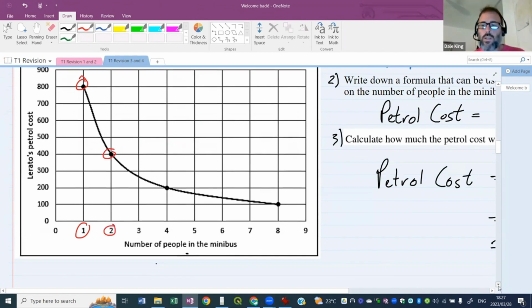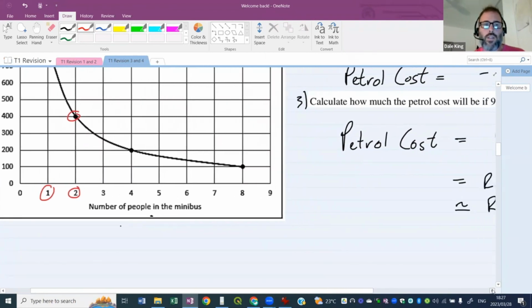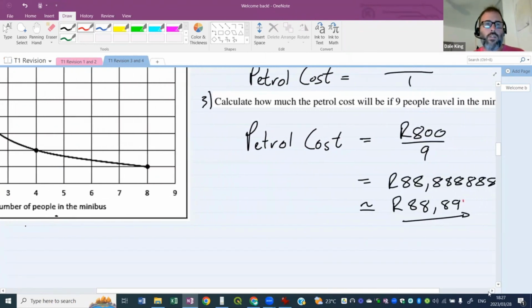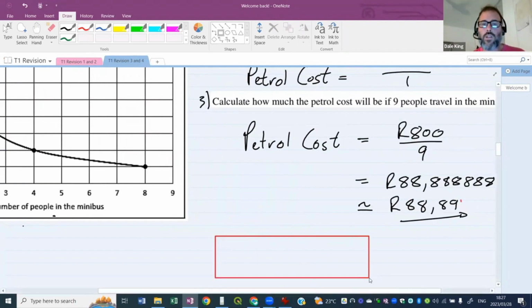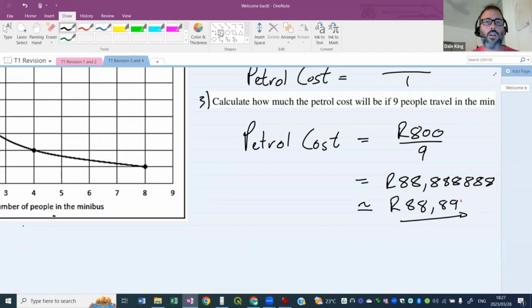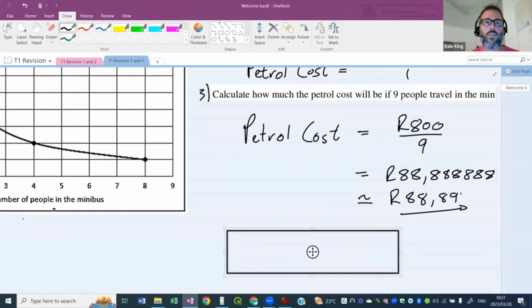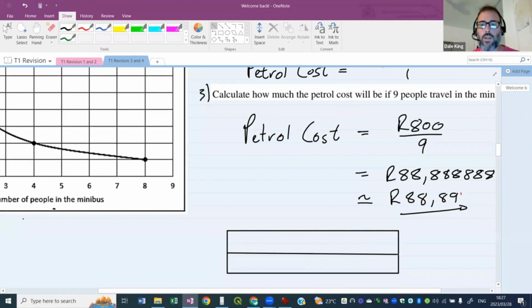So what you could do is you could use a table, because I know you guys like using a table for this. All right, so let's get a little table out here, and let's have a look at the values as they stand in a table. All right, so if we have 800 Rand, that's for 1 person. If we have 400 Rand, that's for 2 people. And there's another value here, 200 Rand is for 4 people. Okay, so these are the values that we're getting off the graph.